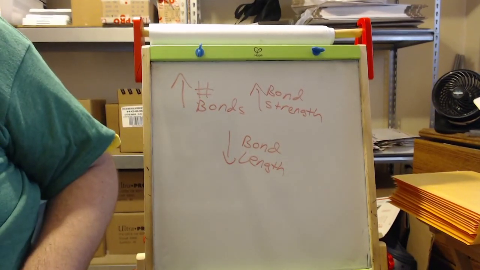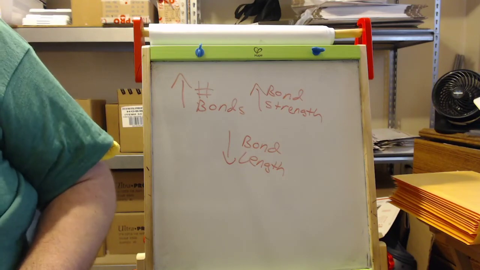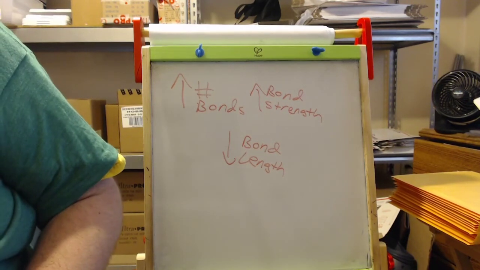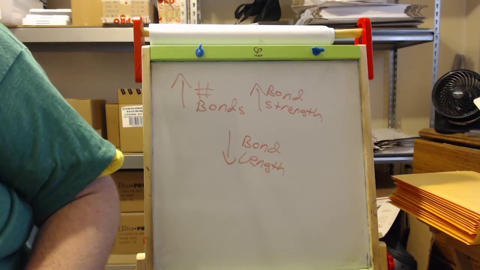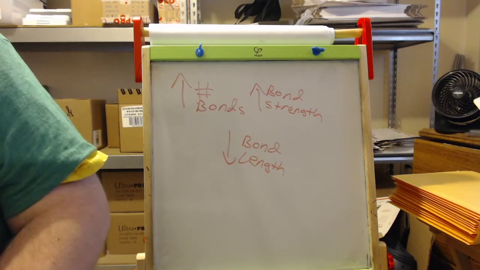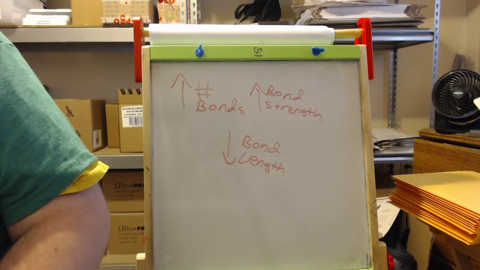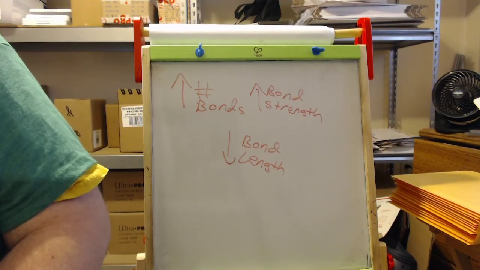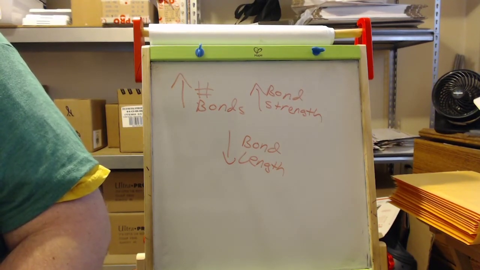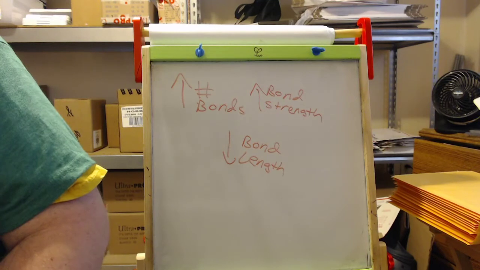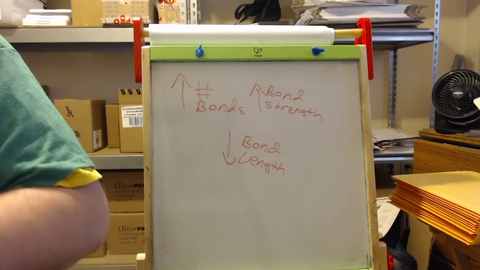So the more bonds we make, the stronger the bonds are. A single bond is the least number of bonds, therefore the least amount of strength, but has the longest length. A double bond is somewhere in between, and a triple bond has the most bonds, the most strength, but the shortest length.